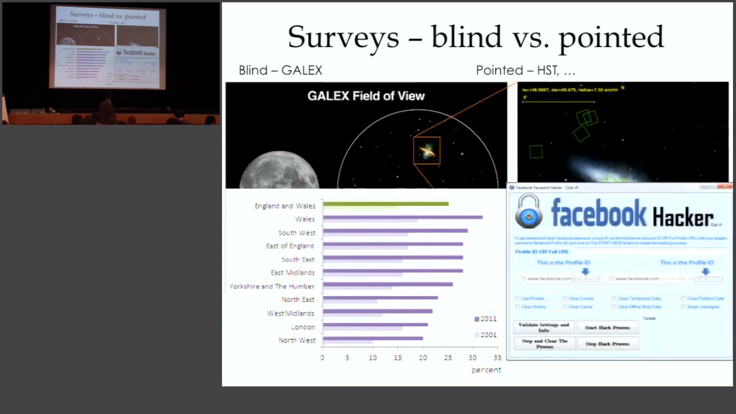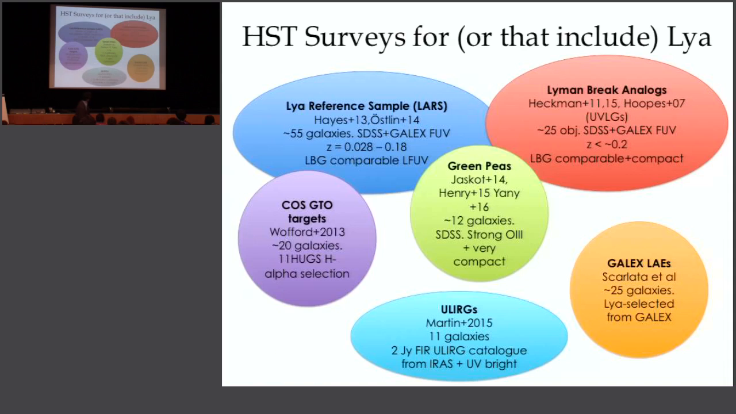So in GALEX, you're going to get everything in the field of view. It's very much like going to census data for an entire population. Everything that's there you're going to get. HST observations are pre-selected and pointed. It's like going to somebody's Facebook account, hacking it and downloading all of their data.